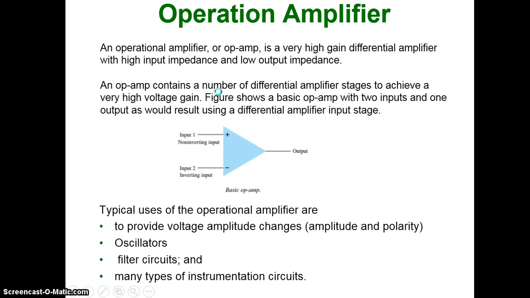Now we will move to the next slide. It's again only a general introduction. This is a general symbol of an op-amp. It has a non-inverting input and an inverting input, plus and minus. This is the output. This is the basic op-amp symbol. Typical uses of an operational amplifier are to provide voltage amplitude or polarity changes. We use it as an oscillator. We can form filter circuits with an operational amplifier. Many types of instrumentation circuits we can form with an operational amplifier.